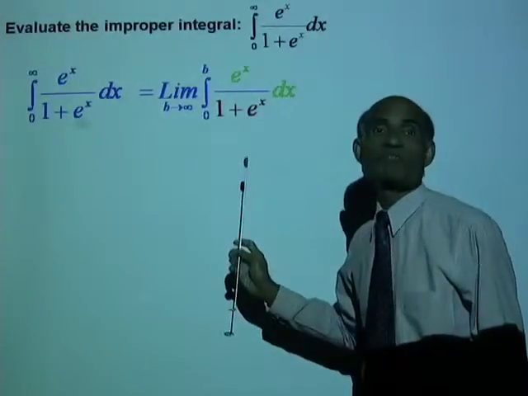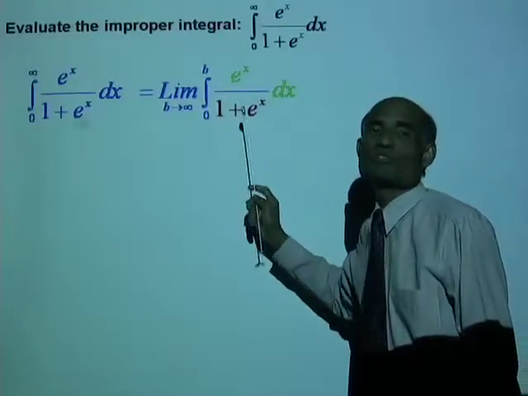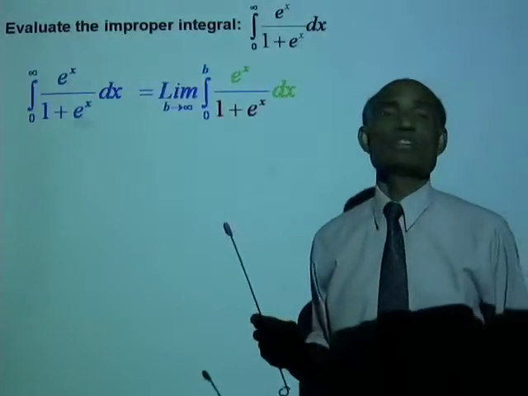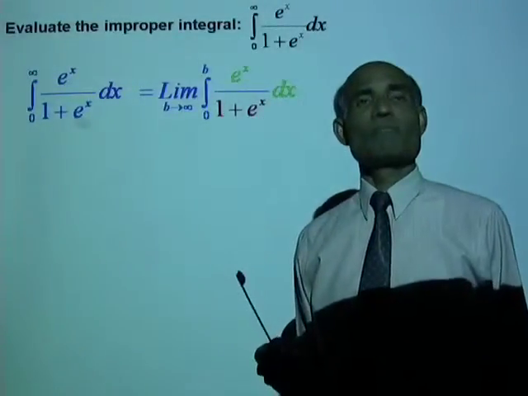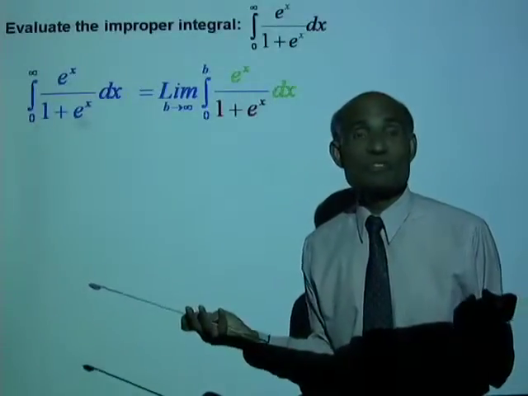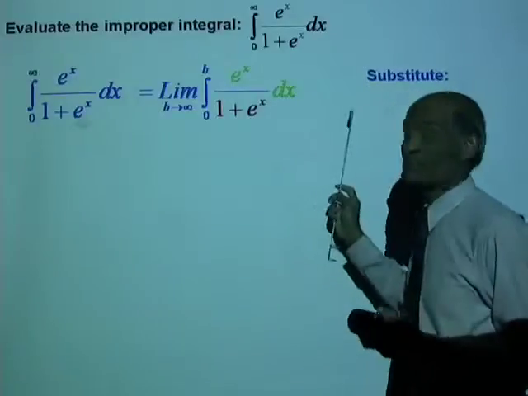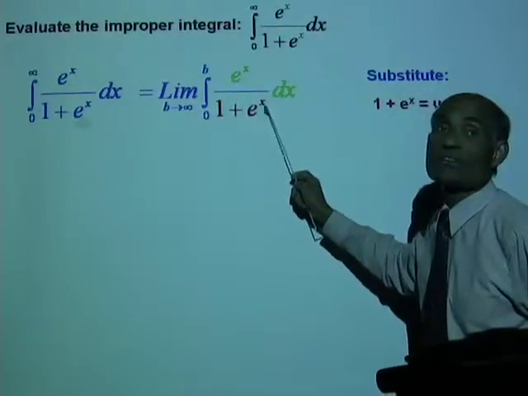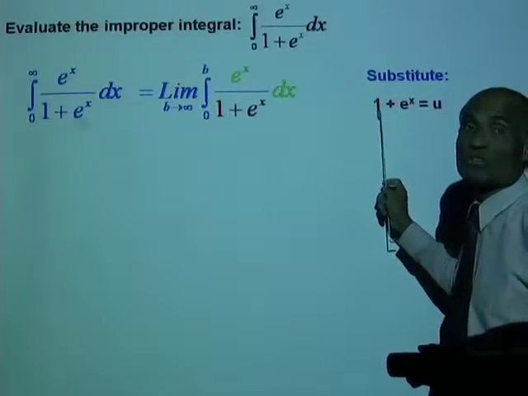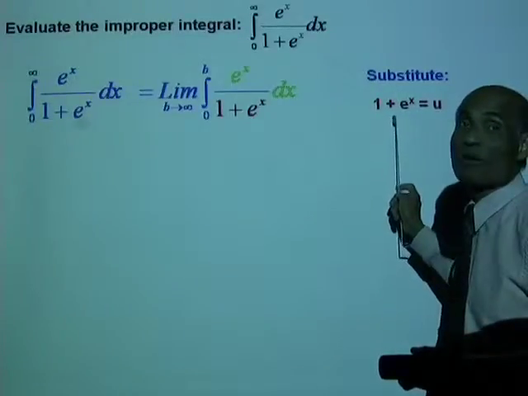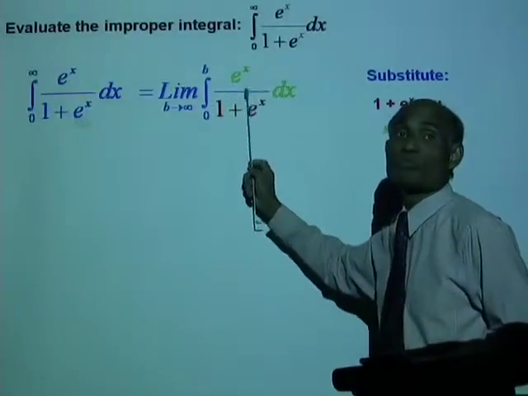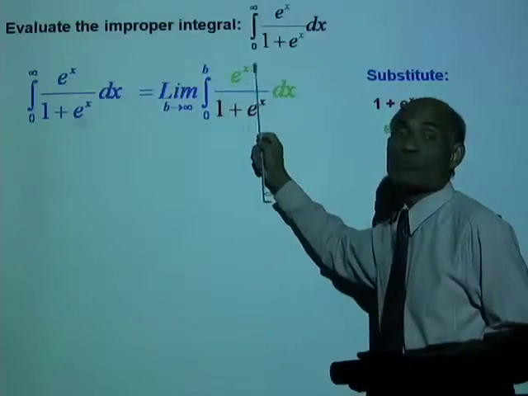Alright, I have actually given away a clue for you to do this now. I have colored the denominator red and e to the power of x dx in green. So what's the method of integration here? It's a simple substitution. What is a substitution? We substitute 1 plus e to the power of x equal to u and take the differential. The differential of the left hand side is e to the power of x dx equal to du. So when this becomes u, e to the power of x dx becomes du.